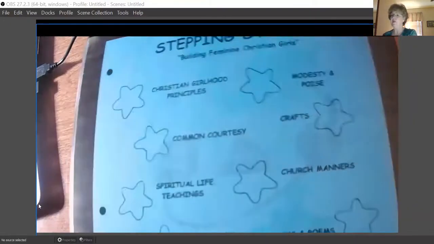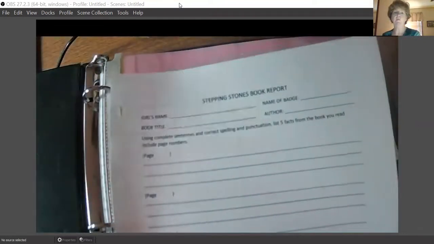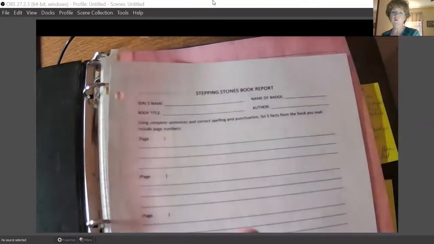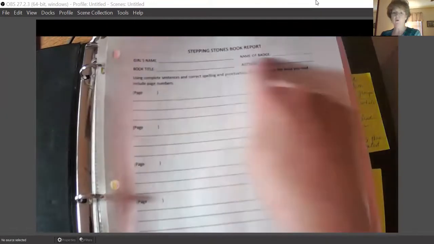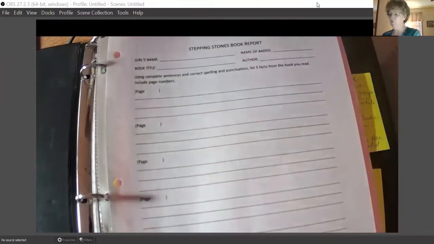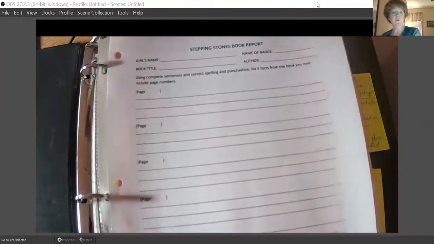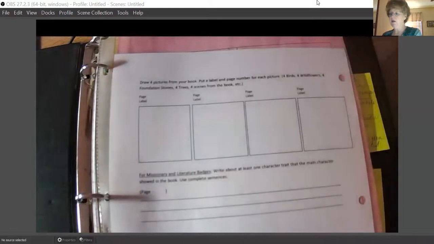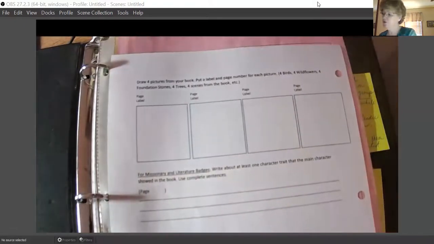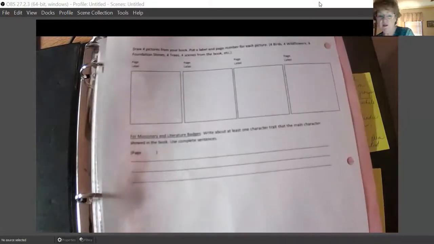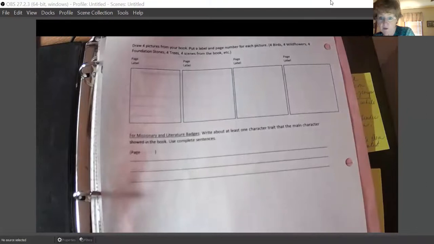We have a Stepping Stones handbook, and every girl who has joined Stepping Stones was given three copies of a book report. This is now the standard book report for all Stepping Stones badges. It's a two-page book report where the girl would write five interesting or important facts about what she read, and then on the back, draw four pictures, and they should color them in. This is a report, so try to do a good job on it. For the missionary or literature badges, there's an extra question about a character trait shown in the book.